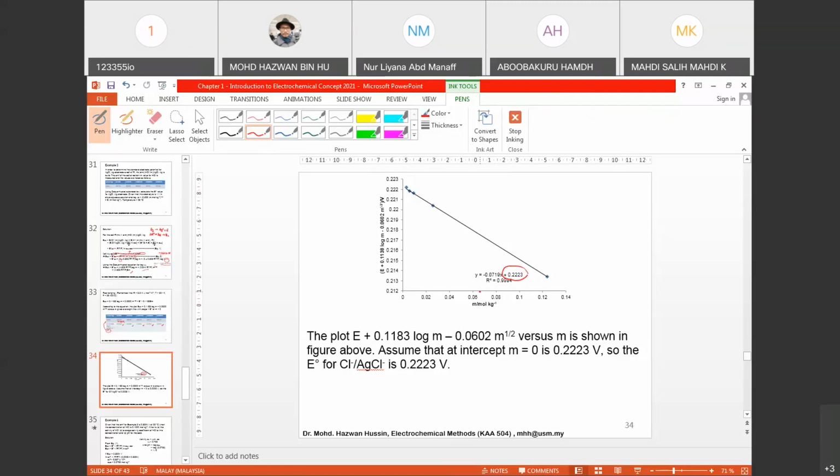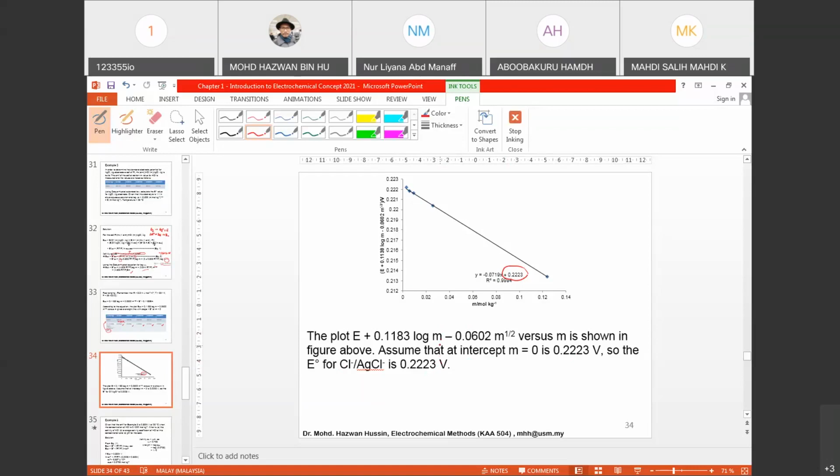Sorry, 0.223, right? So the plot of E plus 0.1183 log m minus 0.0602 m to the power of half versus m is shown in the figure above. Assume that at the intercept m is equal to 0, then you will get this value. So the potential value of silver chloride is equal to 0.2223 volt. Okay, so is it okay for everyone?